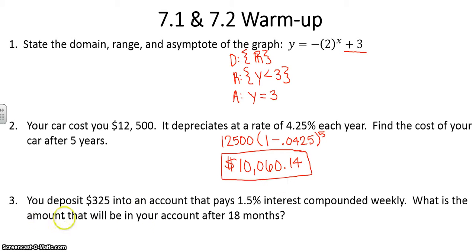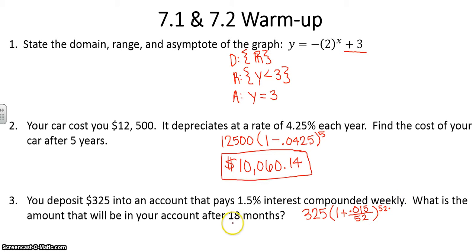Okay? Alright, so on number 3, you're depositing money into an account and it pays you this interest. So then that is going to be a growth, and it's $325 is your principal amount, 1 plus. Now since it says compounded weekly, this is the formula where you have n's in it. So your rate is still going to be a decimal, 0.015 over n, which since it says weekly, there are 52 weeks in a year. And then 52 times the t, which is in years.